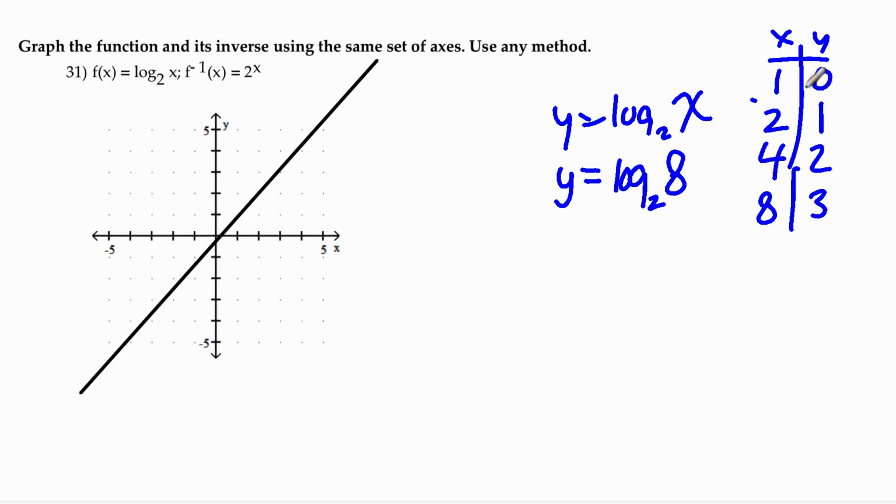Okay, so then I can plot these points. So 1 and 0 is a point. 2 and 1 is a point.